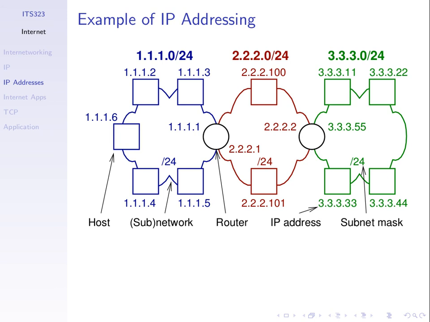The devices on the same subnet, on subnet 1.1.1.0, they all have the same first 24 bits. And they all have a different last 8 bits: .1, .2, .3, .4, .5, and .6. And comparing the three subnets, they all have different network portions. They all have a first 24 bits which are different. Questions?